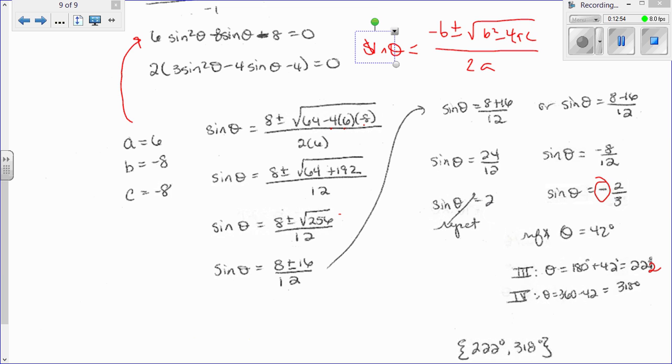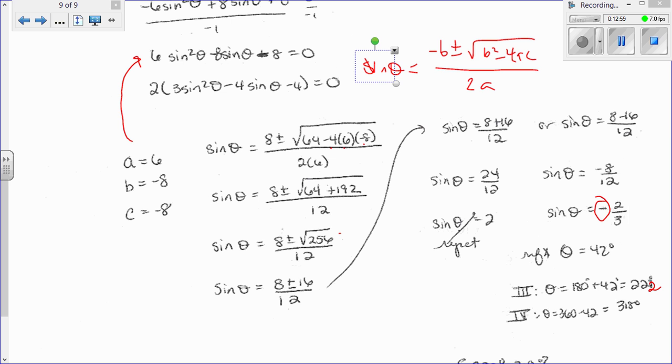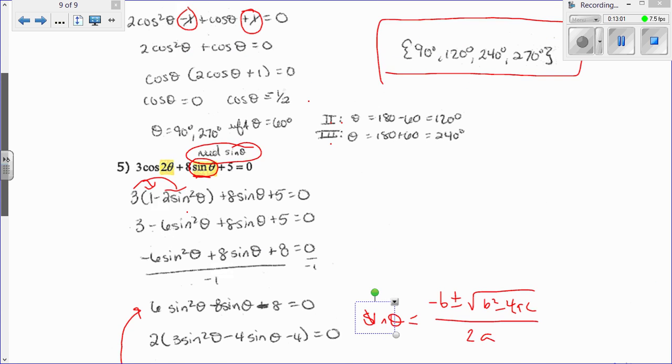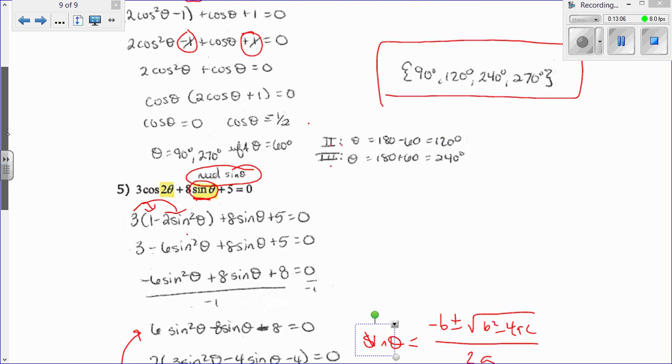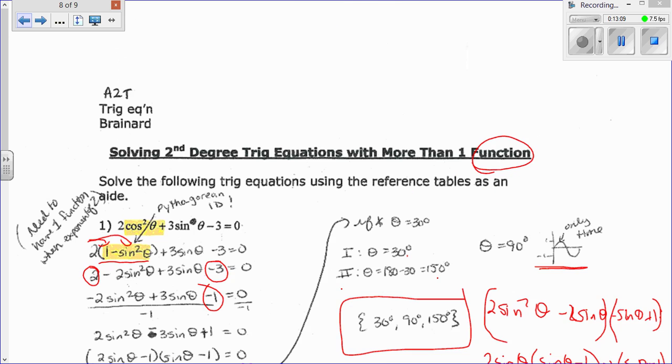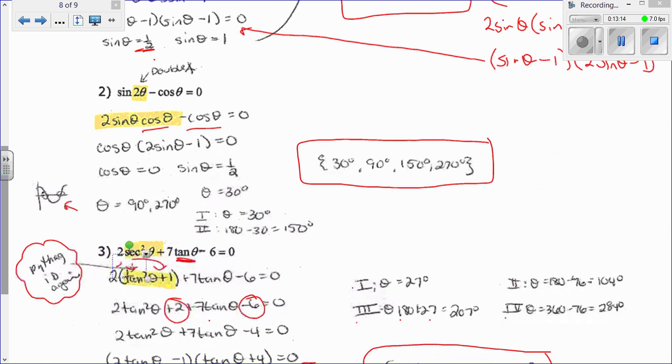The hardest part about these problems is getting them started. Okay, we need to get things in terms of one trig function, unless you end up with something like number 2 on the front side here, where it's the sine of a double angle. You have to be in terms of sine and cosine, and you're going to be able to factor something out when you have a problem like that. That's the only condition that you can have 2 different trig functions. All right, we will work on this in class.